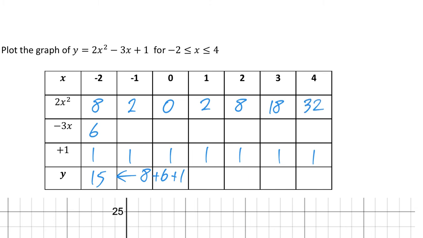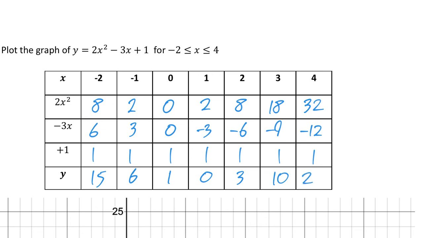Next row, we have our -3x row. So we had 6 for the first one. Next one is -3 times -1, which would be +3, -3 times 0, which is 0, -3 times 1, which is -3, -3 times 2, which is -6, -3 times 3, which is -9, -3 times 4, which is -12. And then we'll have to go through and fill all of these in. So just get rid of that working out. Adding the three rows above, I should say, to get your last y row, and when I do that, I get 6, 1, 0, 3, 10, and 21.